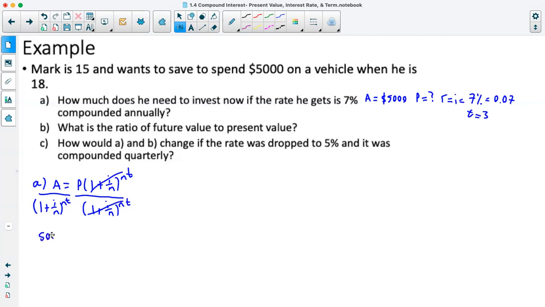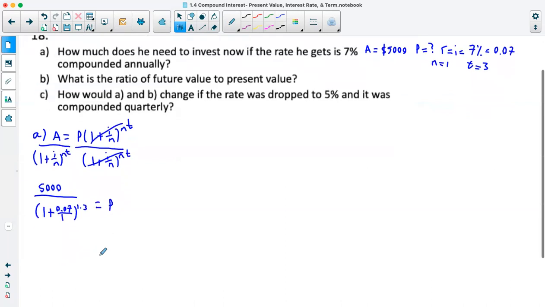So now we'll substitute our values in. So we've got 5,000 divided by 1 plus 0.07 over 1, because this one was annual. So technically our N was 1 to the power of 1 times 3. And that's our principal. So we'll go through and simplify this a bit. So we have 5,000 divided by 1.07 to the power of 3 is equal to our principal.